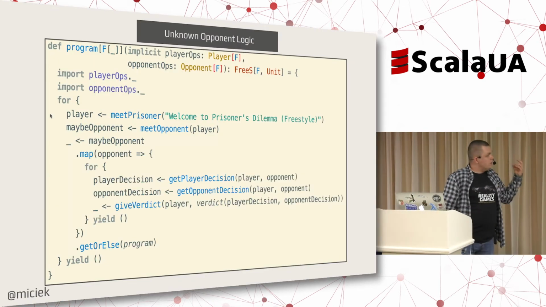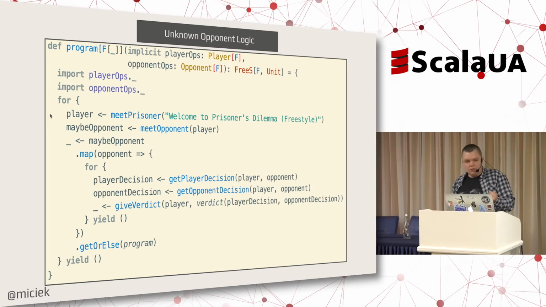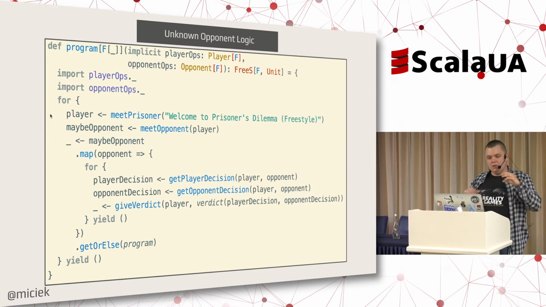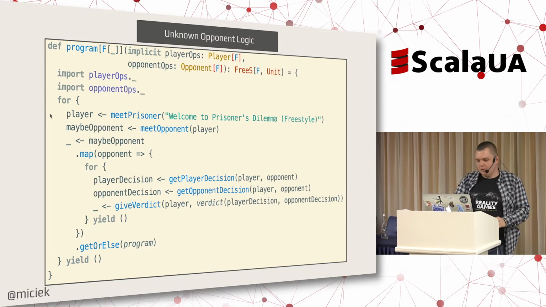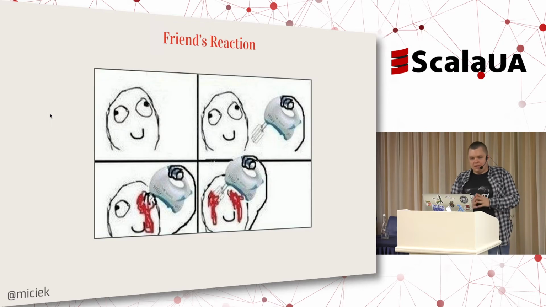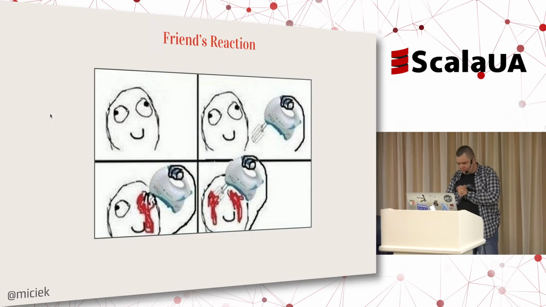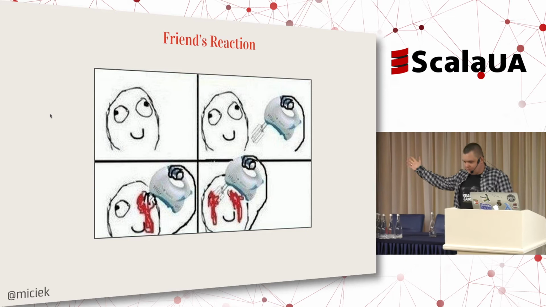So what we did is we just created a map over this maybe opponent, created a program, and if there is no opponent, we just start over, and that's all. So the whole program fits on one slide, and this will happen a lot more in this presentation. When I first showed this example to my friend, this is what he sent me back on Slack.